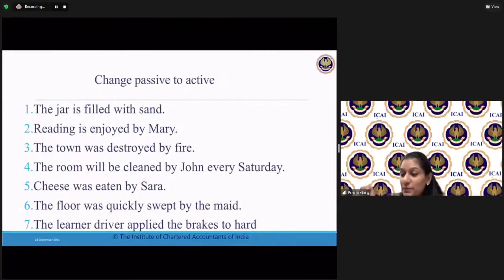The learner driver applied the brakes too hard. Now, this was a trick question. Nobody pointed out. Is this a passive voice? Can somebody tell me this? Is this a passive voice? No, it's an active voice statement. Nobody pointed out. Everybody is just trying to change and everybody changing into passive only. But nobody could realize this is an active statement. So the brakes were applied by the learner driver too hard. All right, so now I feel the active passive is also clear to you. Passive to active is also clear to you.